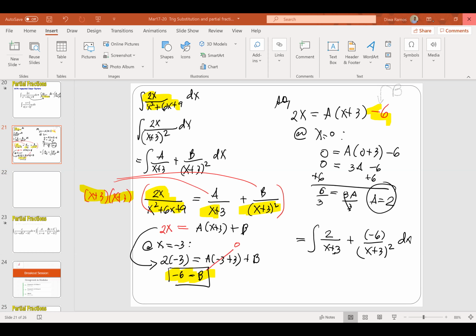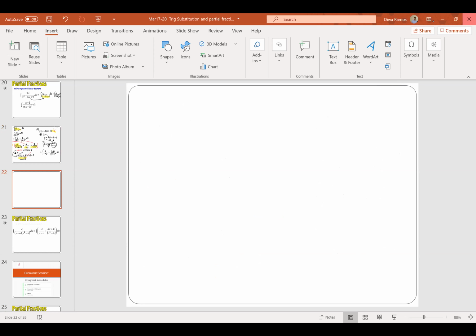So for this, there is a particular sequence we tended to follow: solve for B first before anything else. Okay, let me just erase that. Good. Let me know if you're ready. Ready? Continue. Okay, so let me just copy that. We have the integral of 2 over x plus 3, minus 6 over x plus 3 squared dx.